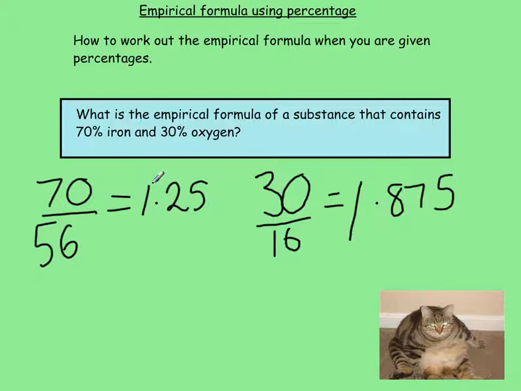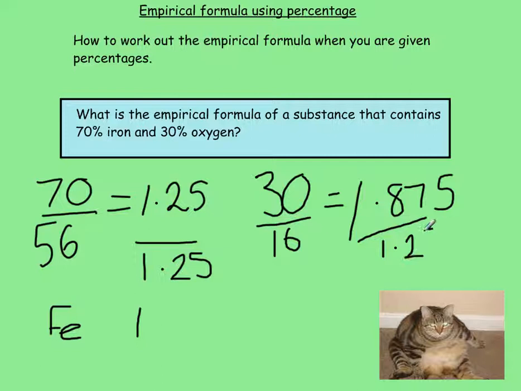So to make it whole numbers, what we do is divide by the smallest number, which we did last time. So let's divide by 1.25. Now that means there is one iron. This is iron, remember? One iron. And then you divide this side by 1.25 as well, because whatever you do to one side, you've got to do to the other. And you end up with 1.5 if I stick that in a calculator.